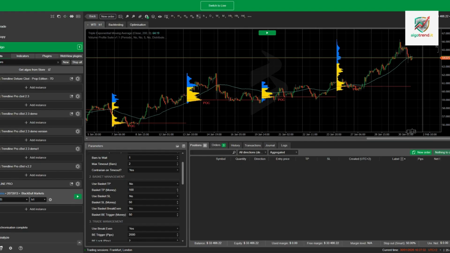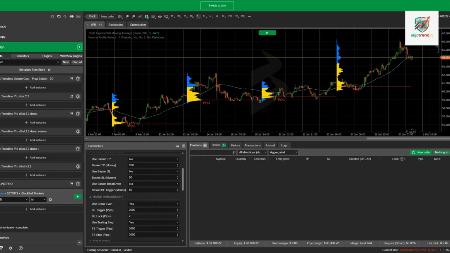Number 3, Trade Management. Automatic protection for every trade. Break even, trigger distance in pips. Locks in a small profit beyond entry. Trailing Stop activates after reaching a profit threshold, and follows price at a defined distance.